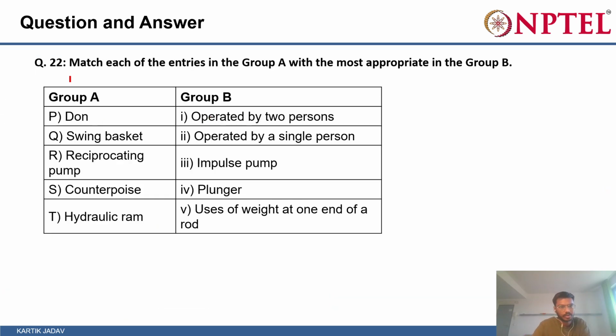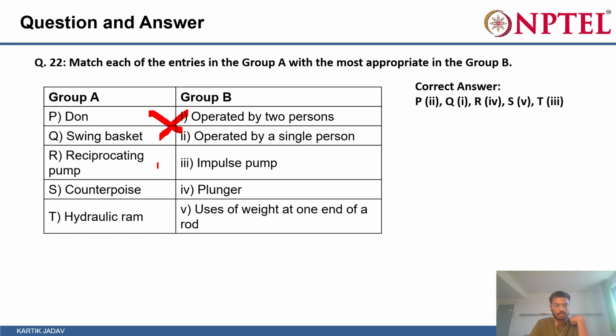Option C. Match the following entries. So we know that a dhenki is generally operated by a single person. A swing basket requires two persons. That's a reciprocating pump, so it basically has a plunger in it. Then hydraulic ram, also known as an impulse pump, and counterpoise, which uses a weight at the end of the rod.